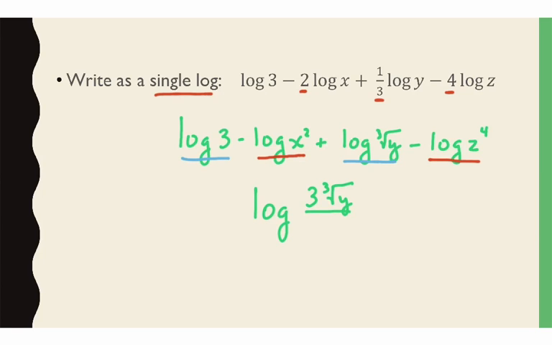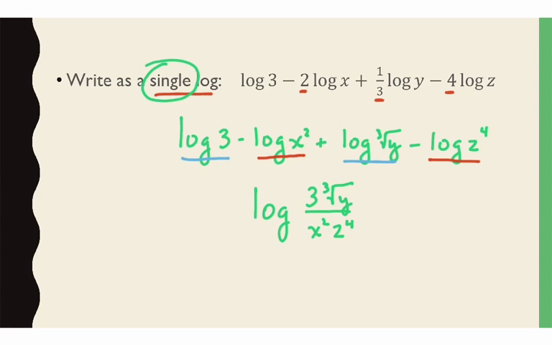So the 3 and the cube root y, they go on top. Anything subtracted goes on the bottom. So x squared and z to the fourth go on the bottom. And I also want to point out, it says single log.